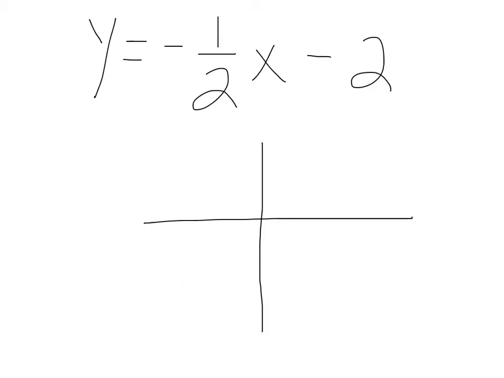Next example, y equals negative 1/2 x minus 2. I can predict that I'm going to start at negative 2 because that's my b, and I can tell you that since this is negative, my line's going to be going down from left to right, and since it's a fraction, it's going to be pretty flat.